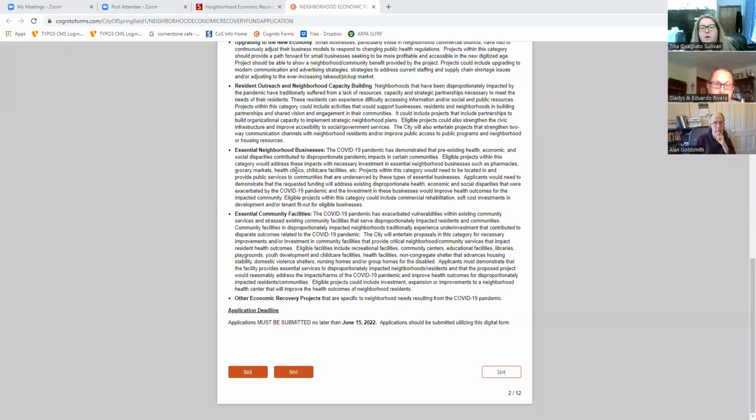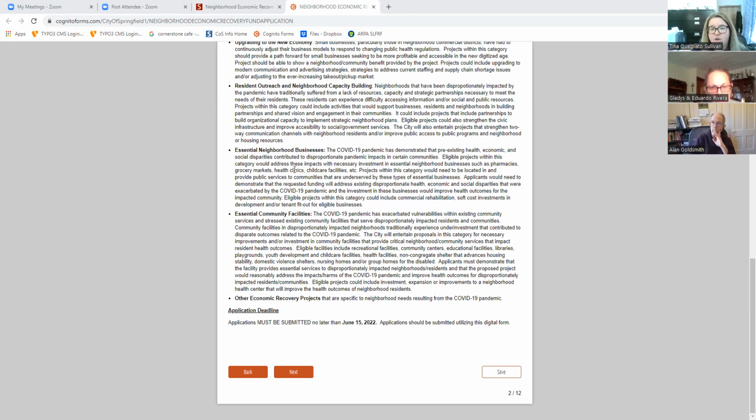So projects under the essential neighborhood business category could include any commercial rehab to expand or create a business where it doesn't exist in a neighborhood or in a neighborhood commercial district, soft cost investments, and/or tenant fit out for these sorts of eligible essential neighborhood businesses.